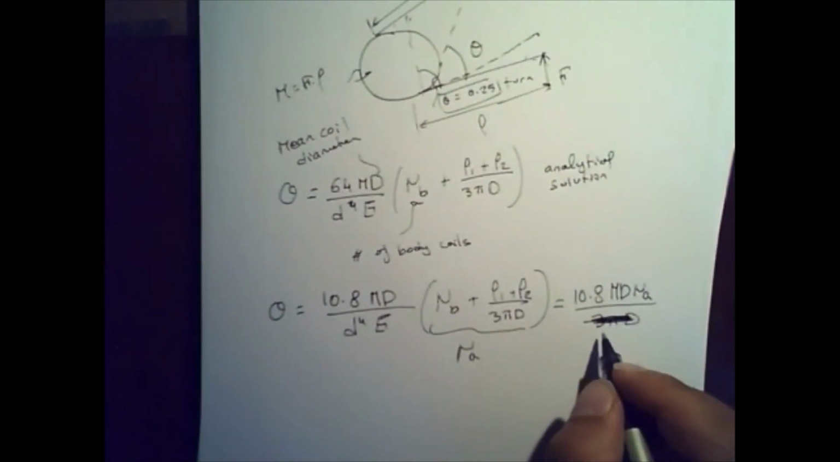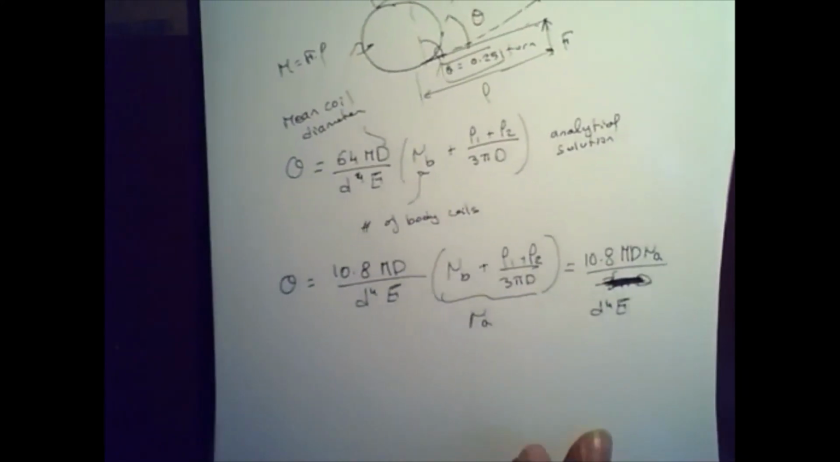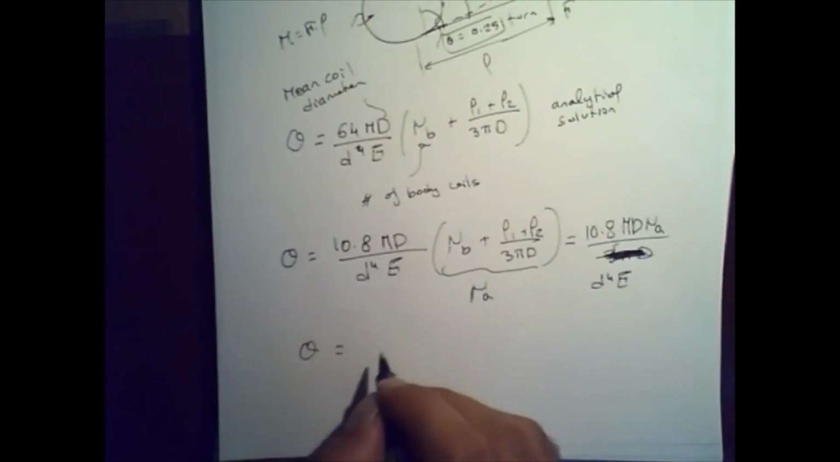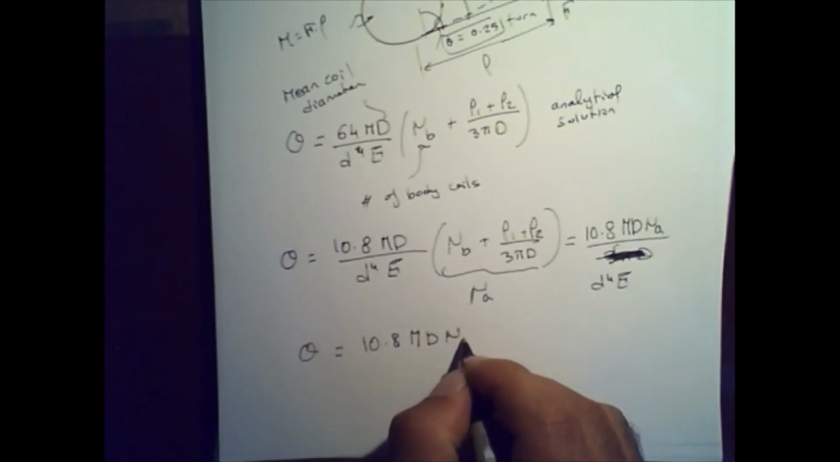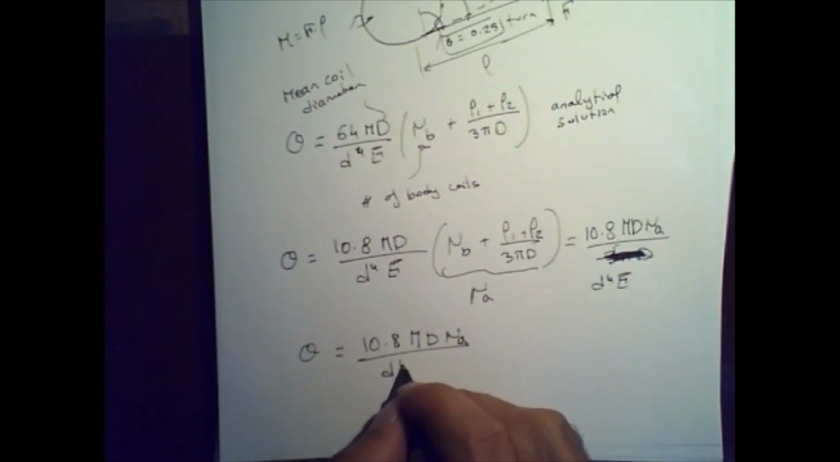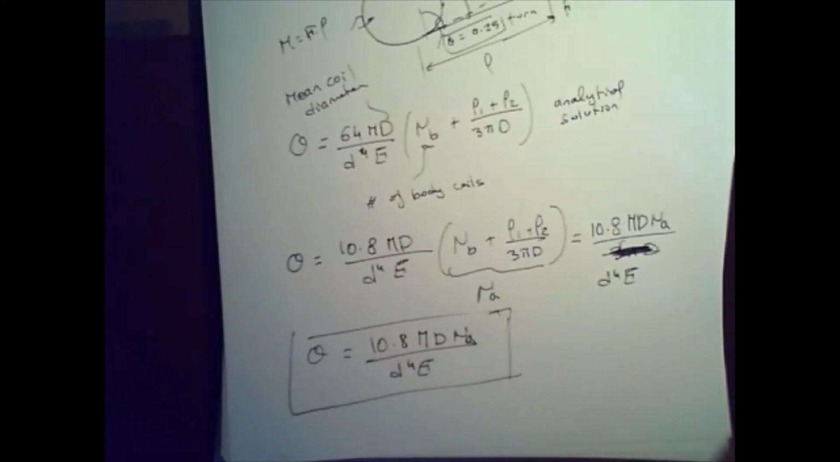This is actually, no, this is D^4 over E, right? D^4 to the power E. Okay, so theta is going to be equal to 10.8 M D N_A divided by D^4 E. And again, theta is measured in turns.